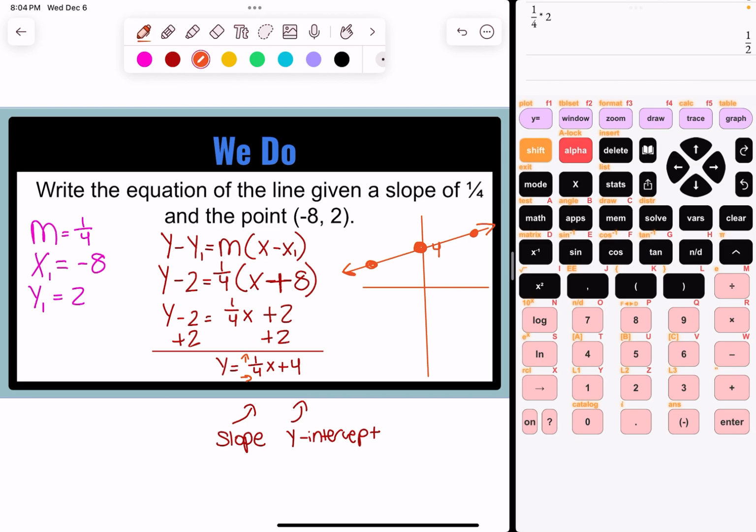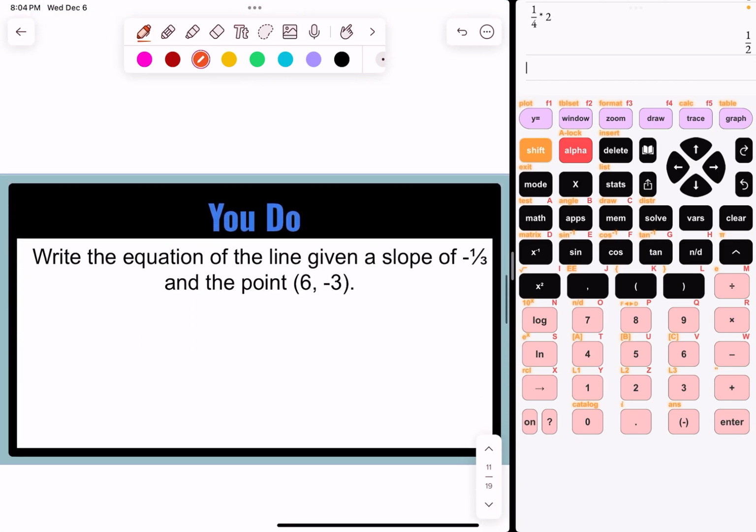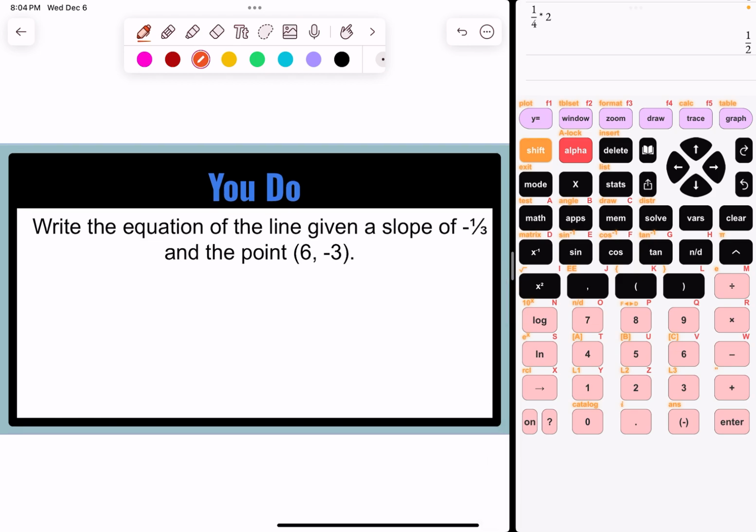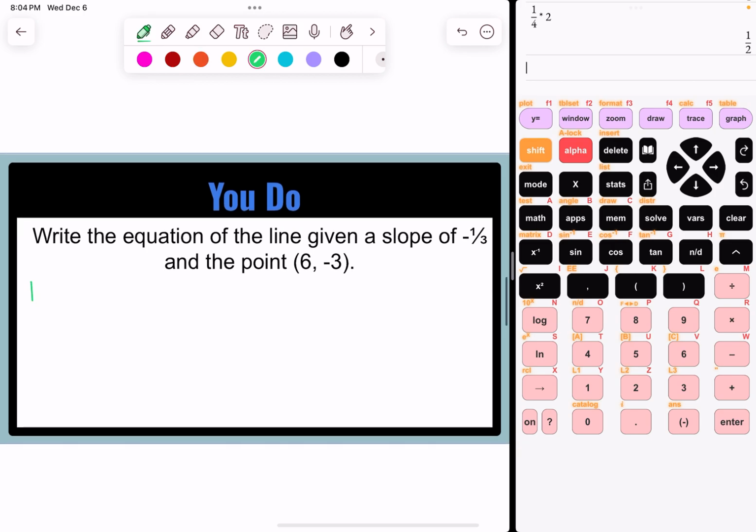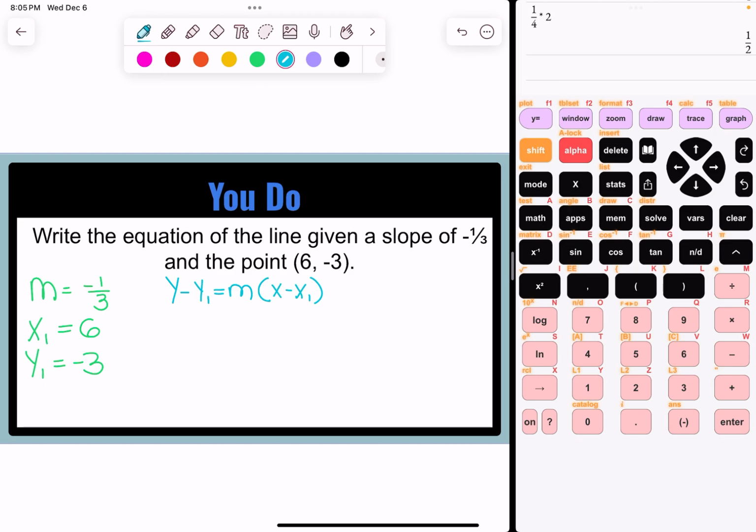Let's look at the next problem. Write the equation of the line given a slope of negative 1 over 3. So here our m equals negative 1 over 3 and a point 6, negative 3. So x1 is 6 and y1 is negative 3. Okay, the formula is y minus y1 equals m parentheses x minus x1. Please make sure you pause the video and try to plug in and distribute and bring over the term yourself.